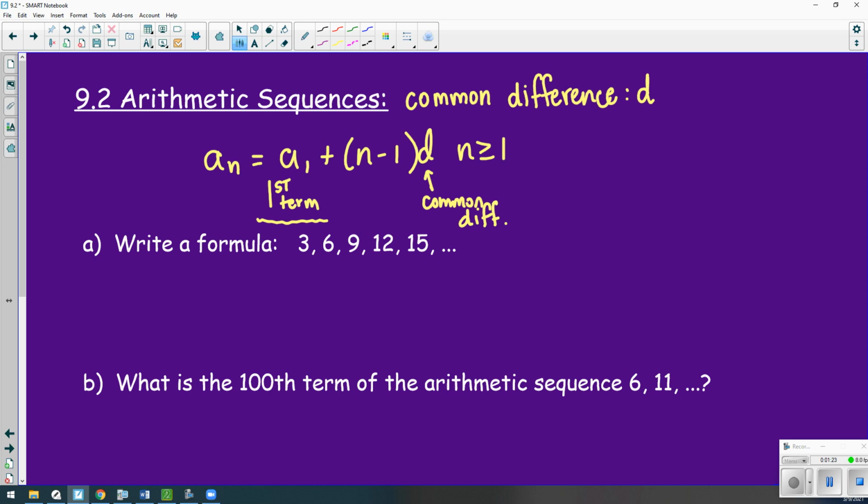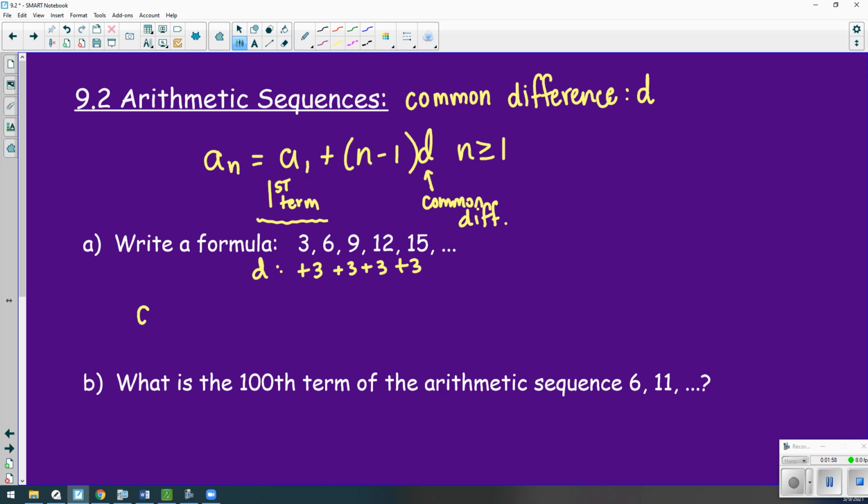For part A, we're going to write a formula for the sequence 3, 6, 9, 12, 15, and then the ellipsis, dot, dot, dot, which just says I can keep writing this sequence forever and ever until I run out of numbers, which will never happen, you know, infinity and whatnot. I recognize that to get from one term to the next, each time I just add 3, add 3, add 3, add 3. So to write a formula, I'm going to use the common difference of d equals 3.